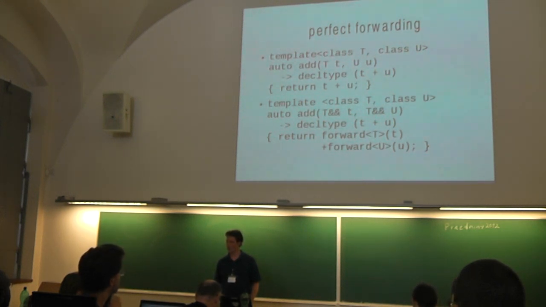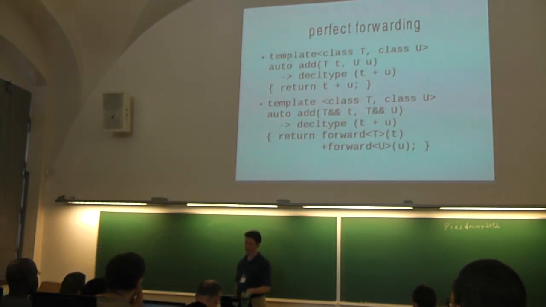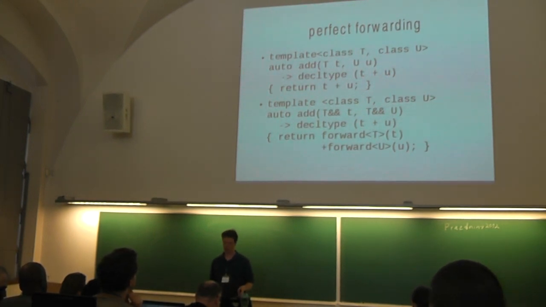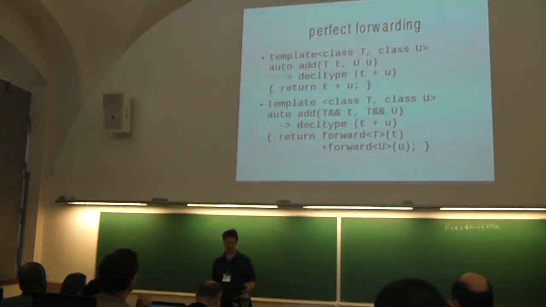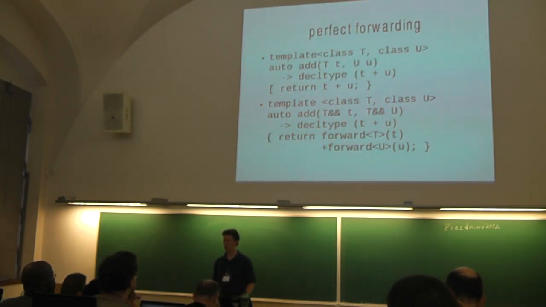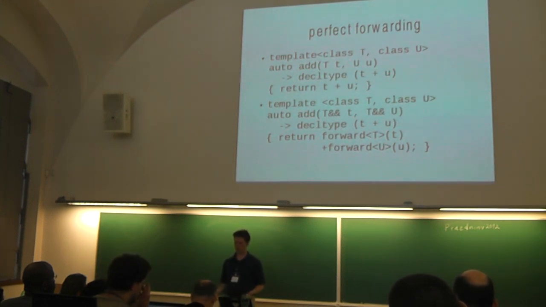The forward function, basically, deals with the fact that even if the parameter has an R value reference type, within the body of the function, that parameter is an L value. And so what the forward function does is, if T was deduced to be an R value reference type, then we convert it to be an R value reference, and if T was deduced to be an L value reference type, then we leave it as an L value.